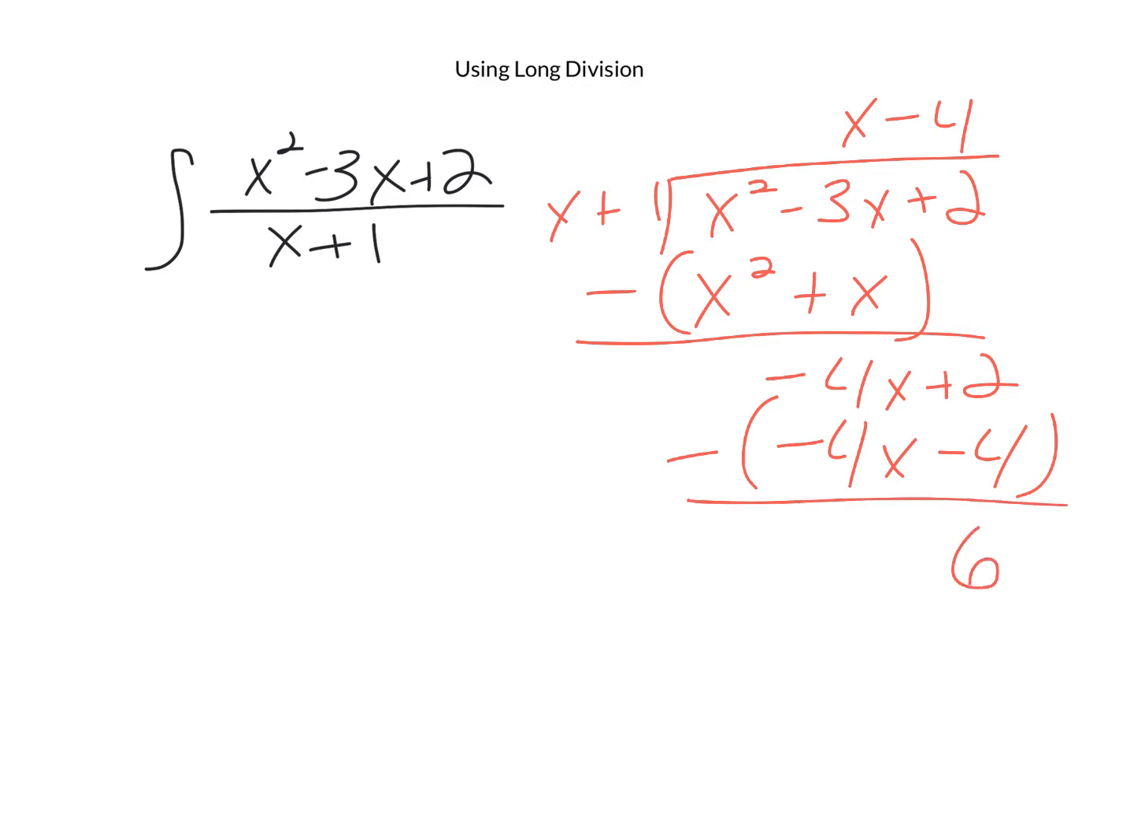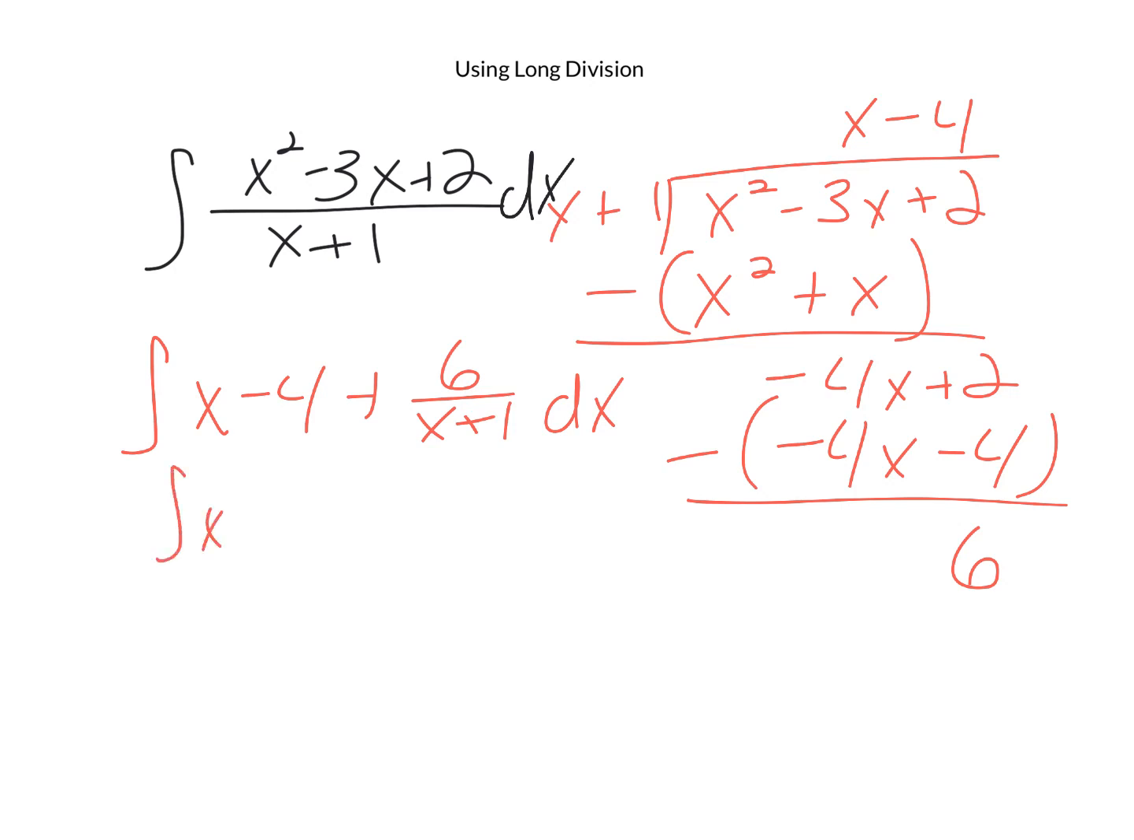That means you're actually integrating x minus 4 plus 6 over x plus 1 dx. I forgot to put dx with the original problem. I should have done that. Now, if we did all these individually, you'd have an easier time, right?